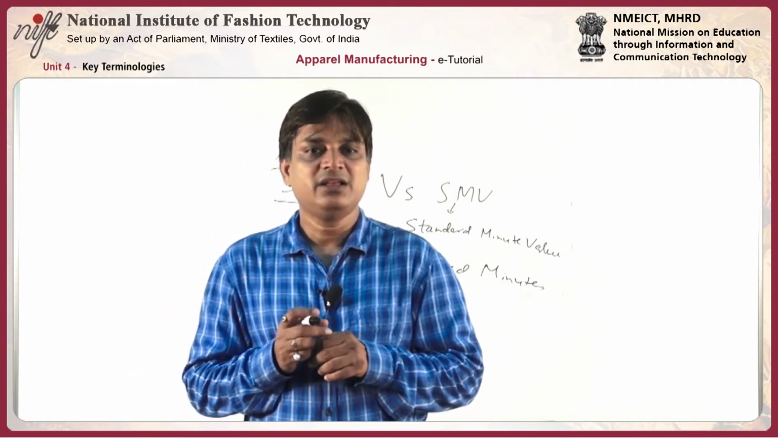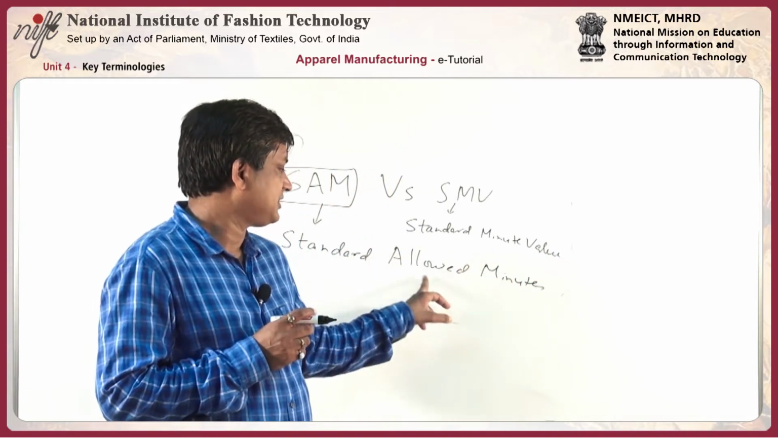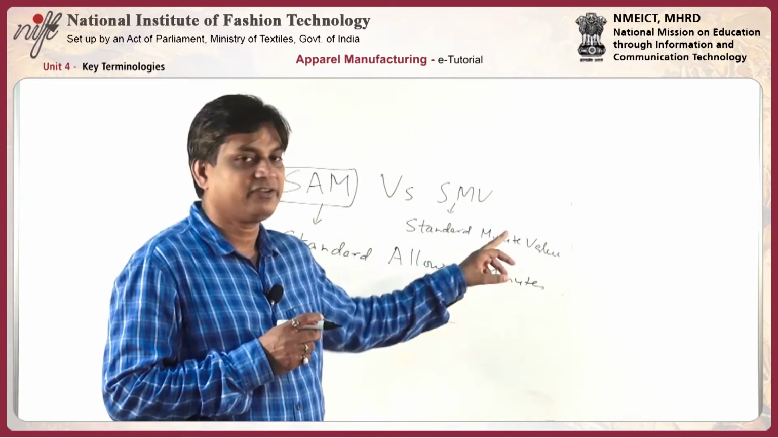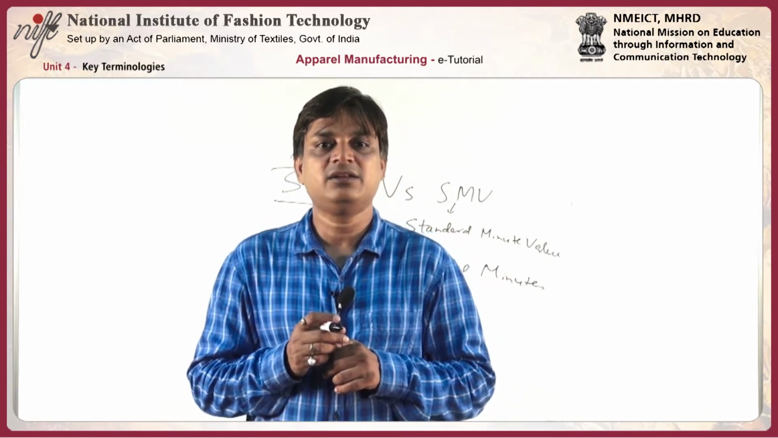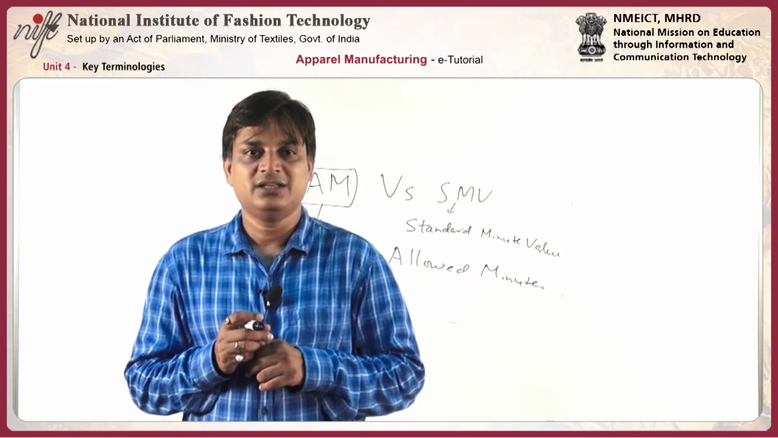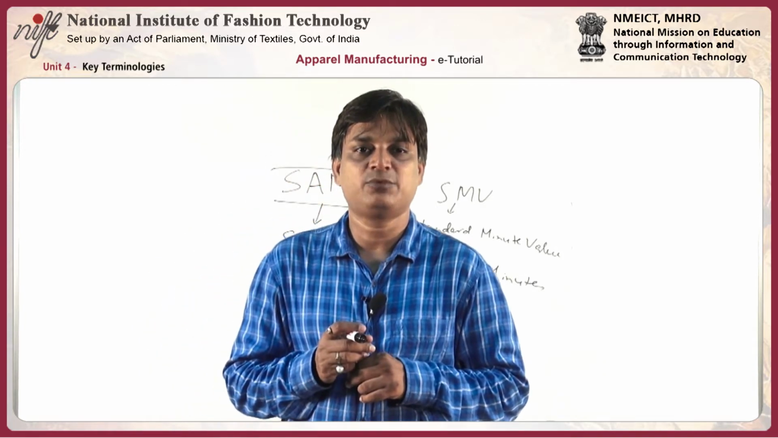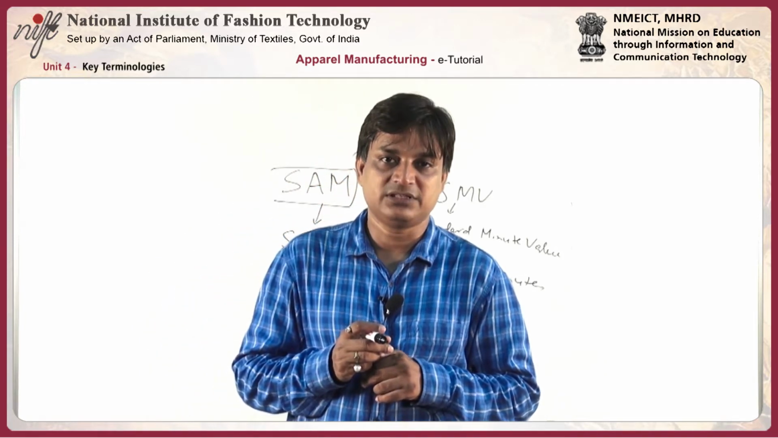Now SMV, as I discussed, the full form is Standard Minute Value. Standard Minute Value means the cost factor, in cost per minute, that is multiplied with SAM to get the cost of the operation.